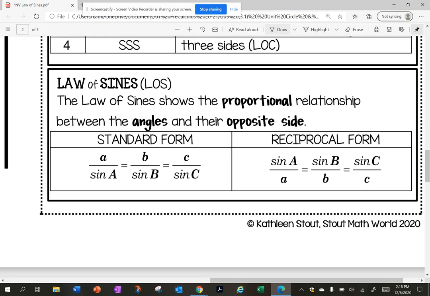So what is the law of sines? The law of sines shows that there's a proportional relationship between the angles and their opposite side. So it is the angle and the sine of the opposite side. The standard form has the sides in the numerator and the sine of the angle in the denominator, and the reciprocal form has the sides in the denominator and the sine of the angle in the numerator. And you can use it in either order.